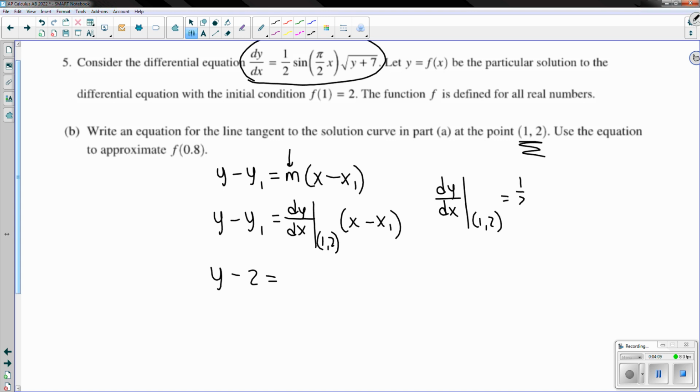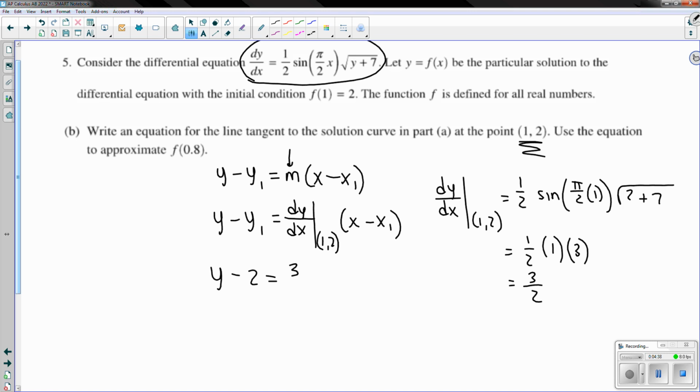So we're going to get 1/2 sine of pi over 2 times 1 times the square root of 2 plus 7. So what's that going to get us? We're going to have to know our general unit circle on the AP exam. This is a non-calculator question. So we'll evaluate sine of pi over 2, which is just 1, and then the square root of 9, which is 3. So in the end, we get 3/2 for our rate of change.